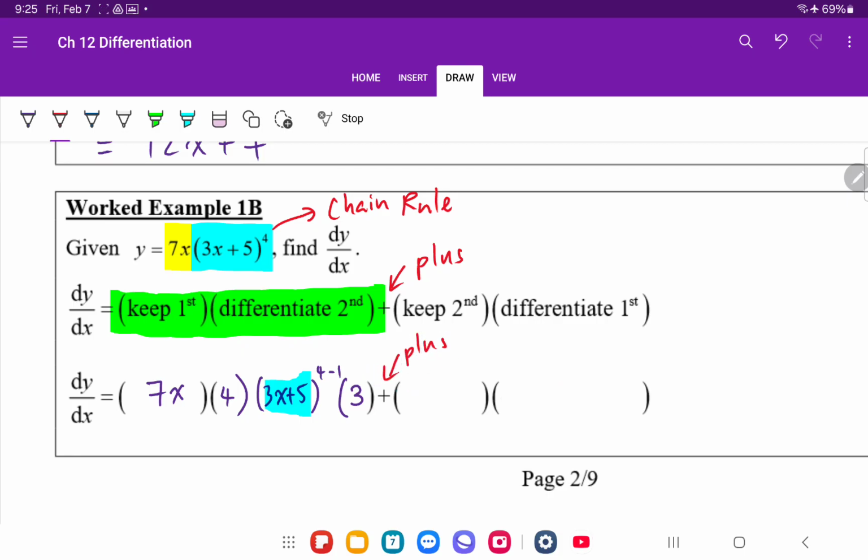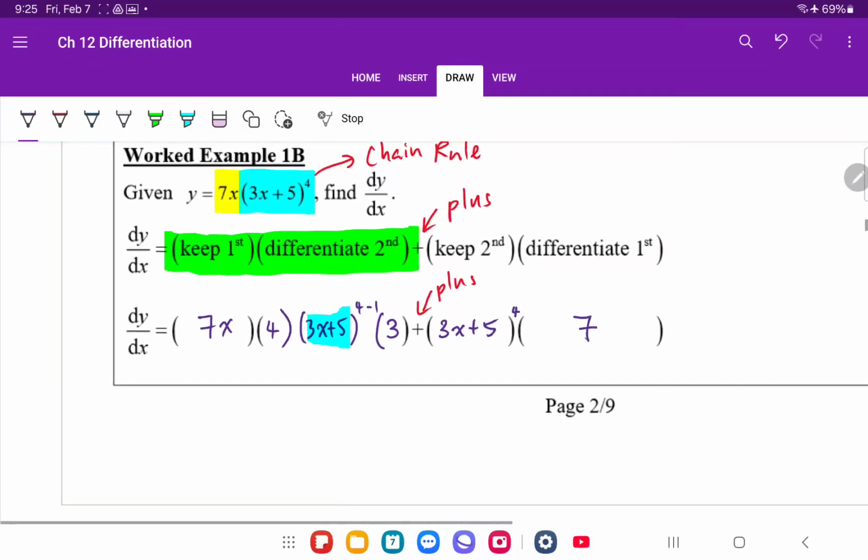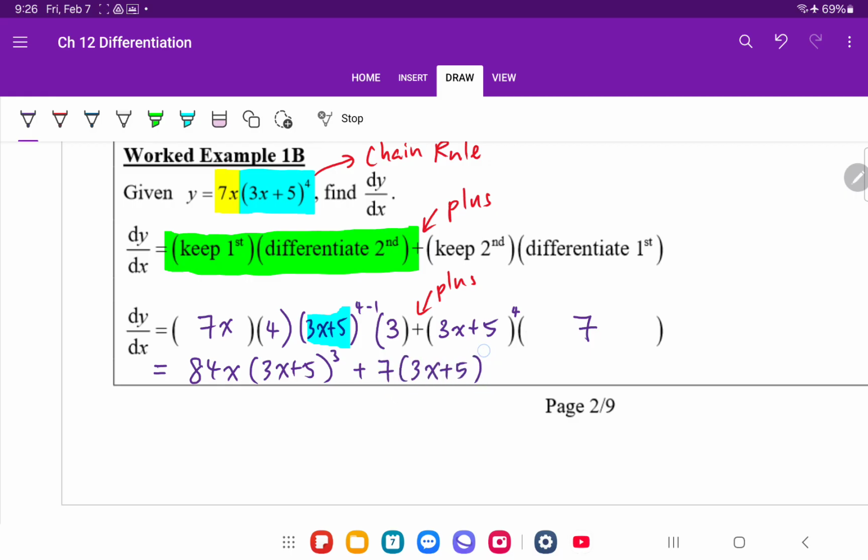Now after which, we'll reverse the order. We will now keep the second factor, which was the (3x + 5)^4, and we differentiate the first factor. So differentiating 7x gives us 7. Now for this particular case, if you were to simplify, you're going to get 3 times 4, that's 12. 12 times 7, that's 84. So we have 84x times (3x + 5)^3 for the first term. The second term is simply 7 times (3x + 5)^4.